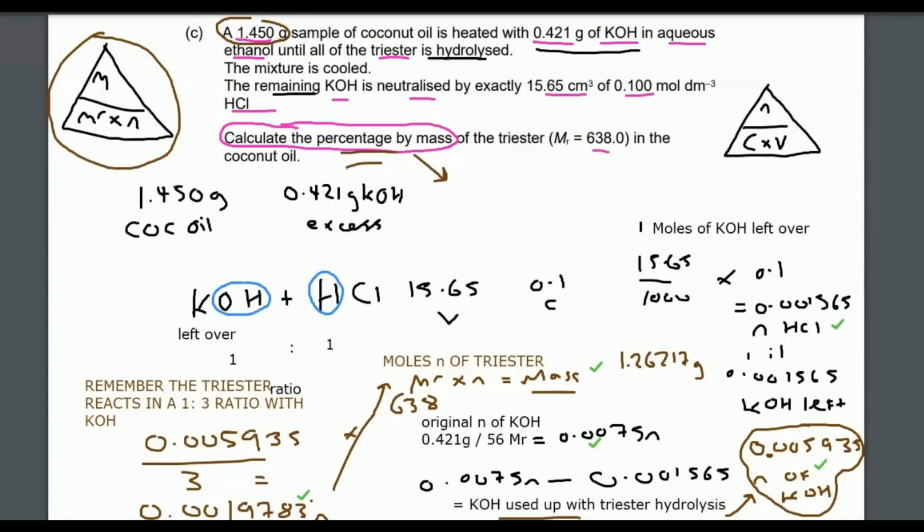And we're going to divide that by the original mass of the coconut oil, because not all of it is triester. So we're going to go 1.26217, and divide that by 1.450 grams times 100. And that's your final answer for your percentage by mass of triester in the coconut oil.